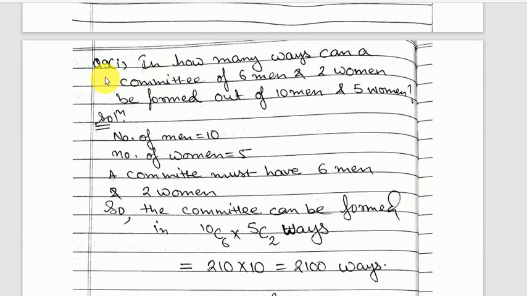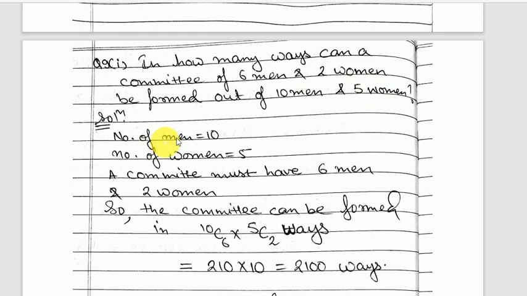Next question is question number 9.1. In how many ways can a committee of 6 men and 2 women be formed out of 10 men and 5 women? So we are supposed to select a committee which will have 6 men and 2 women. These 6 men have to be selected out of 10 men, and these 2 women have to be selected out of these 5 women.